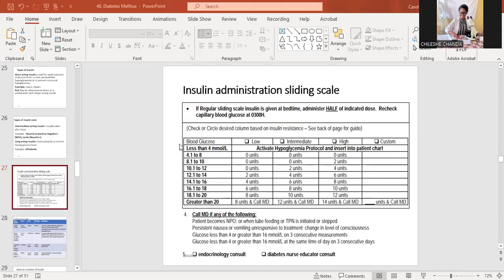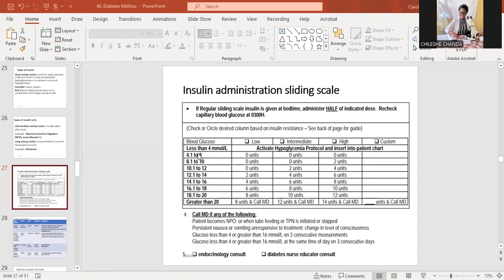So if the patient's level of glucose is at 4.1 to 8, this insulin sliding scale is saying we're not giving any insulin here. And always remember, when you're giving insulin, there are specific syringes to give insulin by. You don't use those other syringes that are in mils. You use insulin syringes that are in international units. Very, very important to remember.